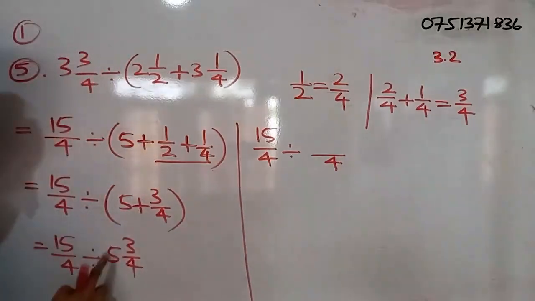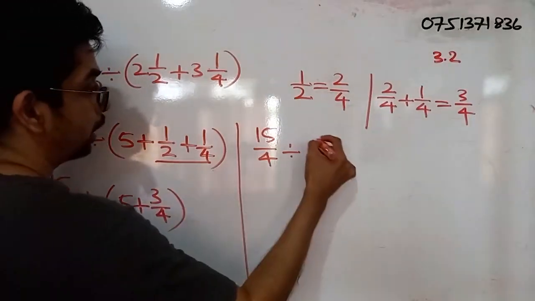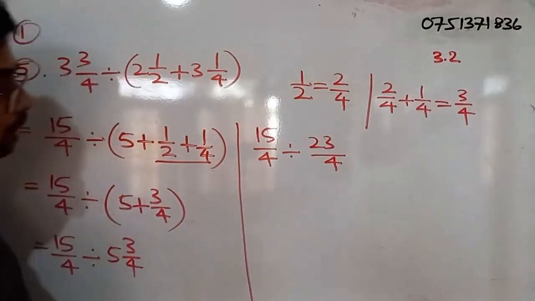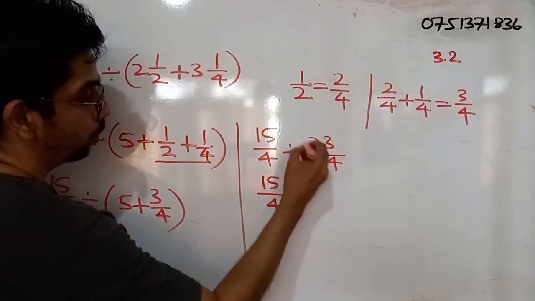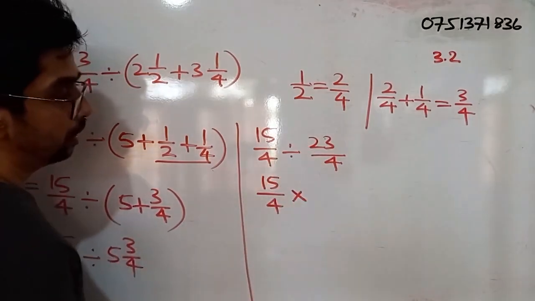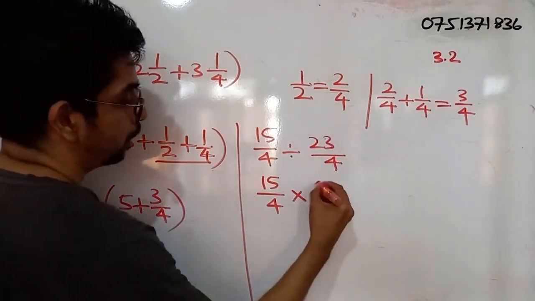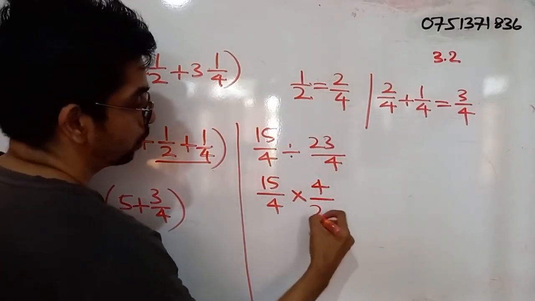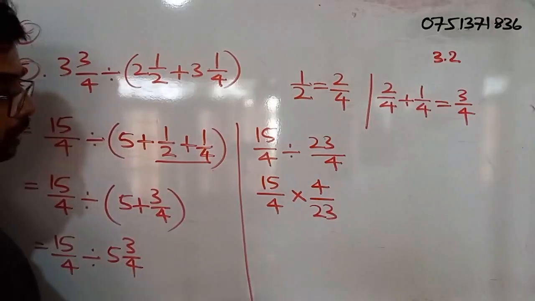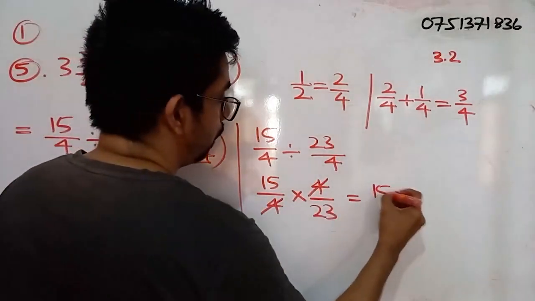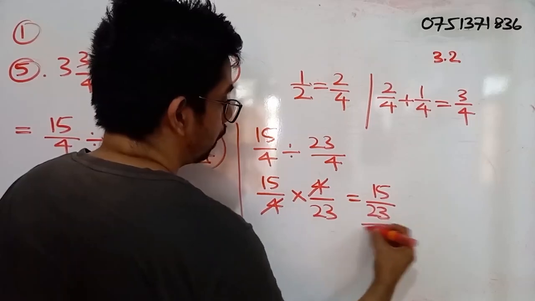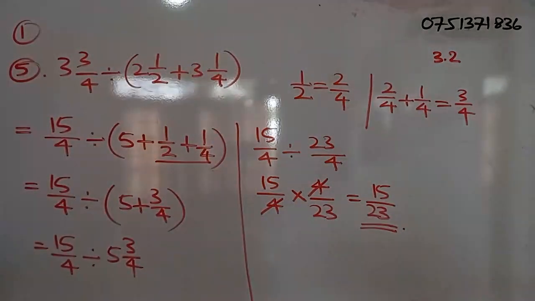4 times 5 will be 20. Add another 3, it becomes 23. Again 15 by 4, I am going to write the multiplication, then the reciprocal of 23 by 4. So this becomes 4 by 23. Now I can cancel out the 4s. So I get 15 by 23. So the answer is 15 by 23.